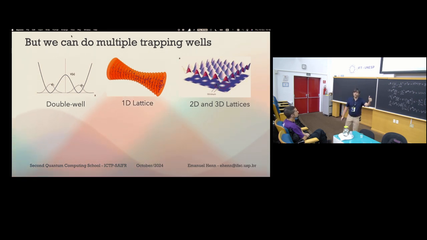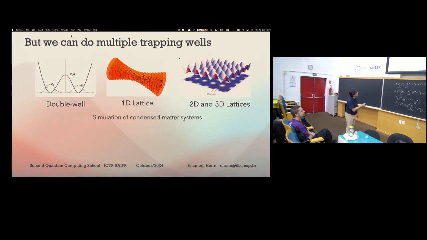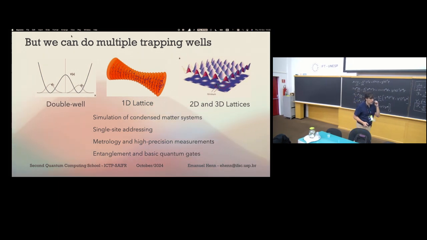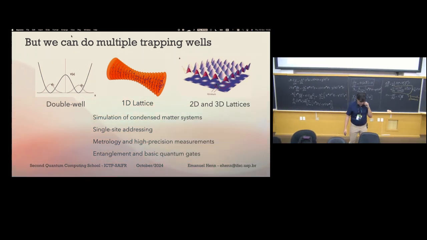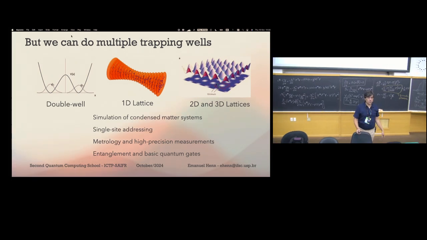And with this, you have band structure, no? You can have models like the Hubbard model in here. And today, you can even address single sites. I manipulate site number 24, and things like this. So in multi-well systems we can have simulation of condensed matter, single site addressing, metrology and high precision experiments, and at some point, I've seen that one can do entanglement and basic quantum gates. Exactly how, as I told you, I don't know, but one can, in principle, do this kind of thing, just by manipulating the trapping potential. So, yes, question.